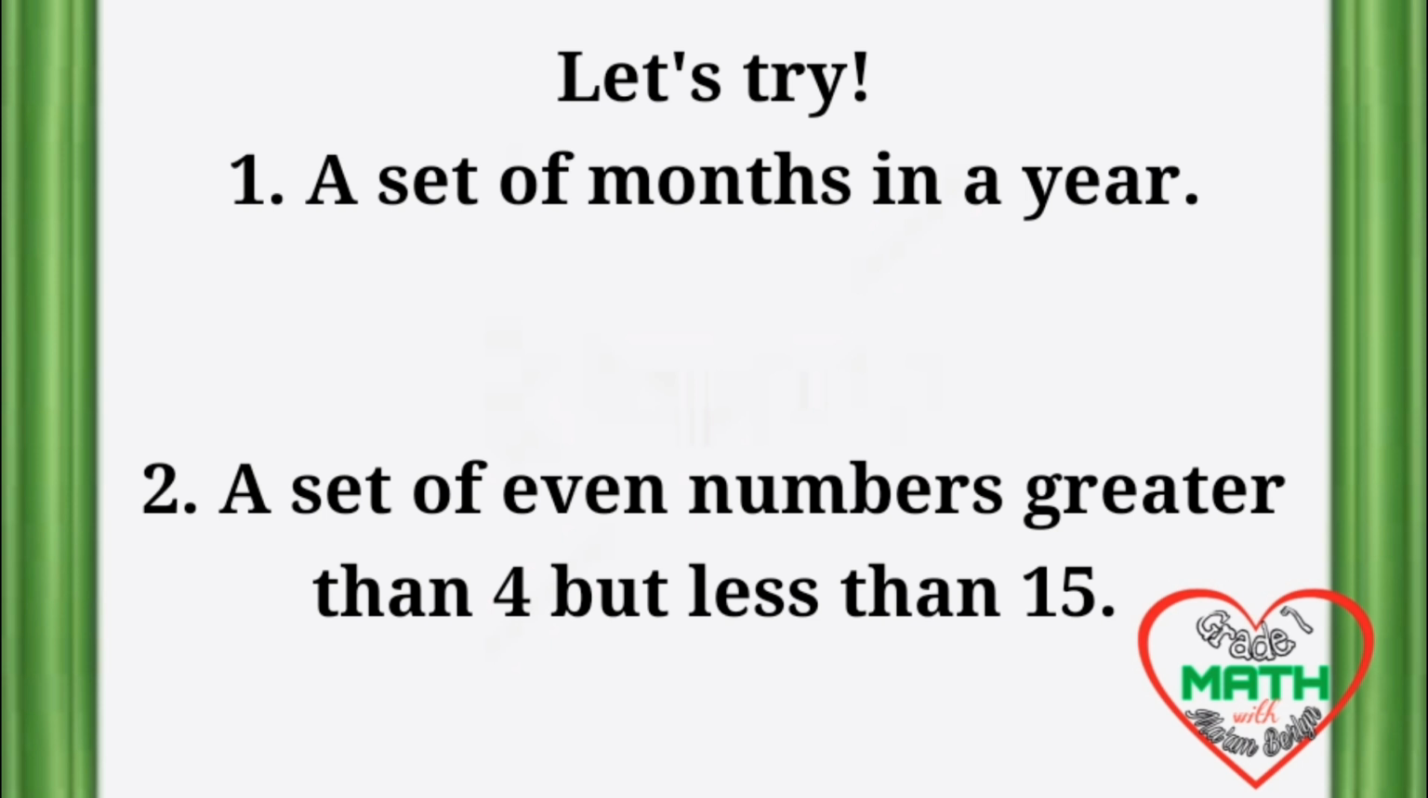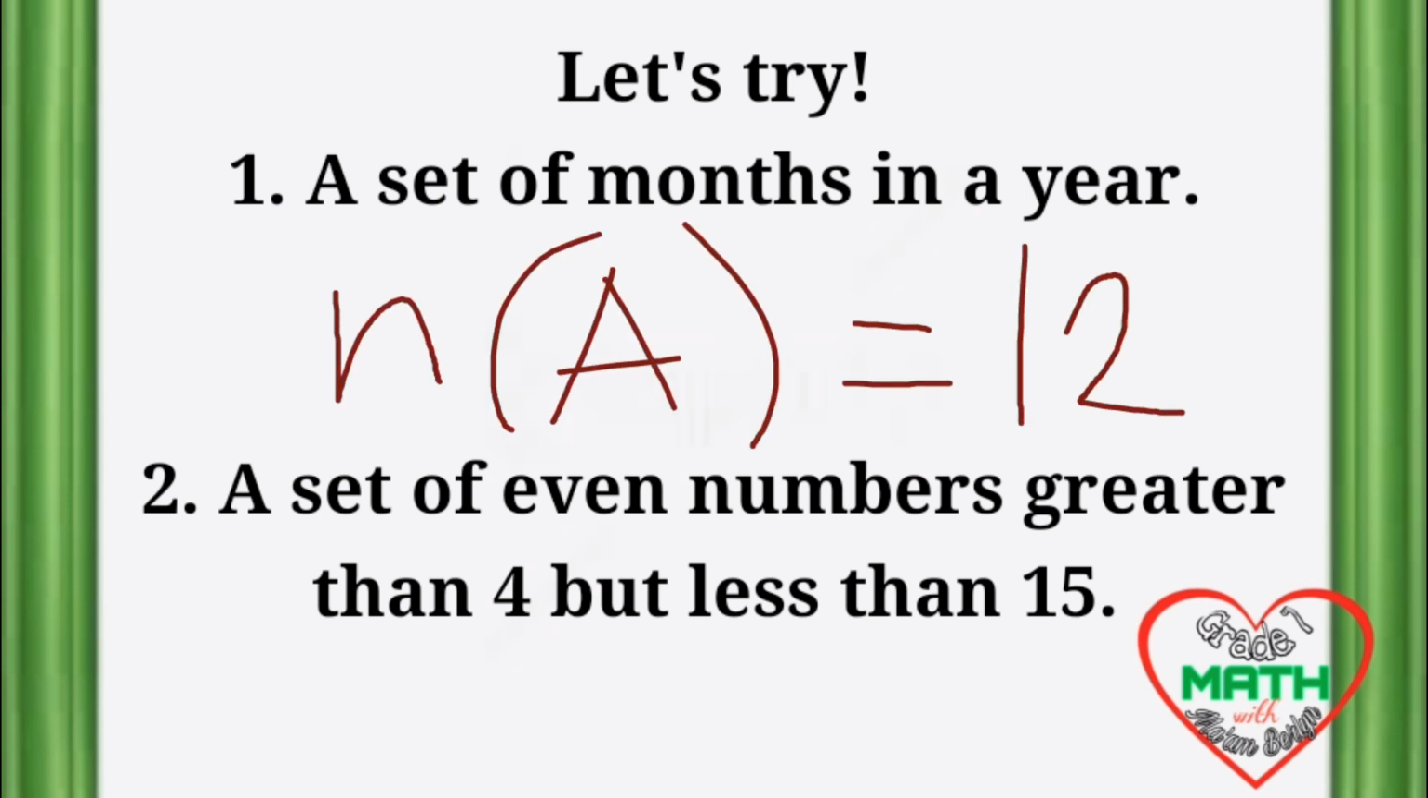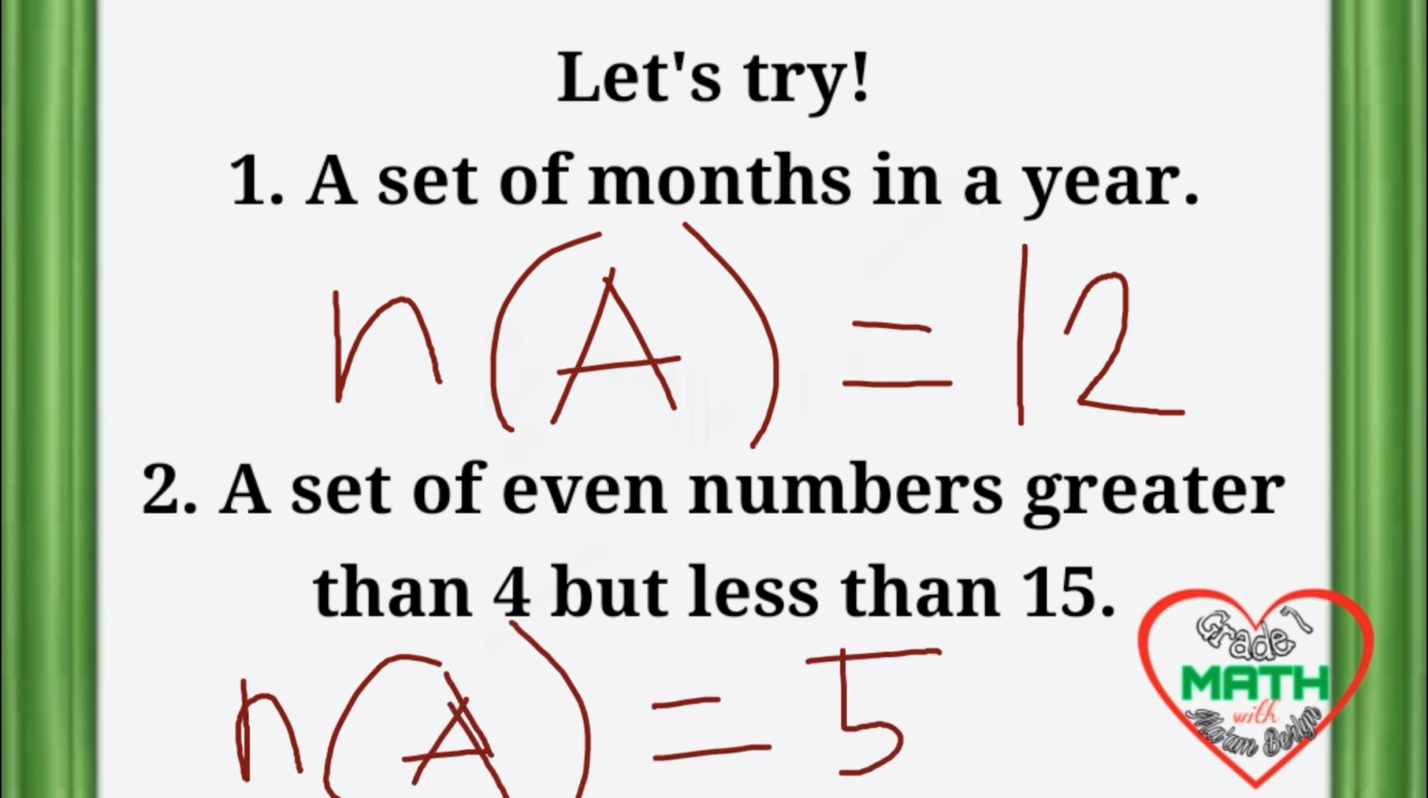Let's try another example. I will give you 10 seconds to answer. For number 1, the cardinality of the set is 12, since there are 12 months in a year. For number 2, the cardinality of the set is 5, since there are 5 even numbers greater than 4 but less than 15. These are 6, 8, 10, 12, and 14.